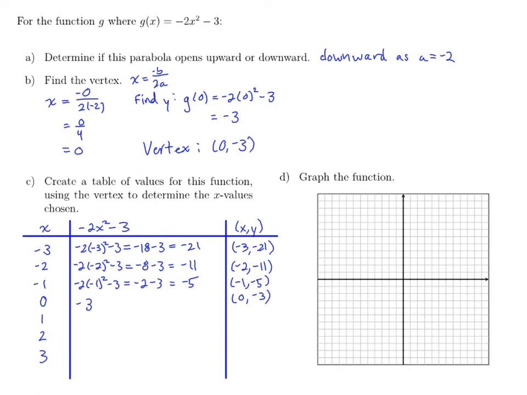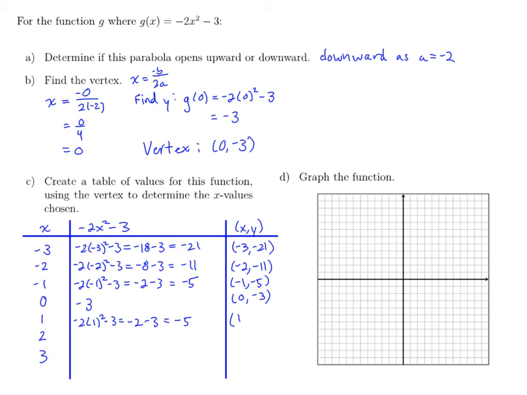And now, I'll continue evaluating this for when x is 1, but at this point I could use symmetry to determine all the rest of these function values and points. So let's do one of them. We'll do negative 2 times 1 squared minus 3, and that's going to be negative 2 minus 3, which is of course negative 5. And at this point I can see that the function values are going to mirror the ones on the other side of x equals 0.